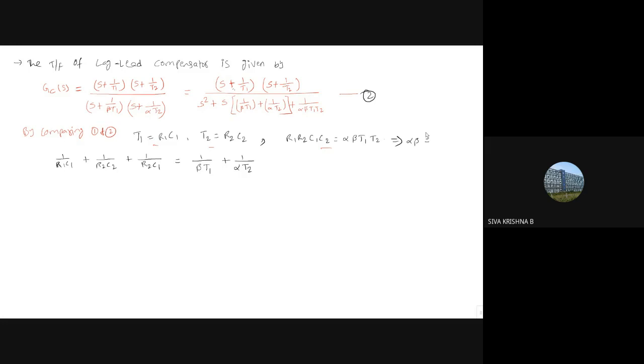Okay, from this, what is alpha beta? What are alpha and beta from this equation? Alpha beta equals R1 R2 C1 C2 by T1 T2. So now, what are T1 and T2? Substitute those values. So alpha beta equals, T1 is nothing but R1 C1 and T2 is nothing but R2 C2, right? Substitute those values here.